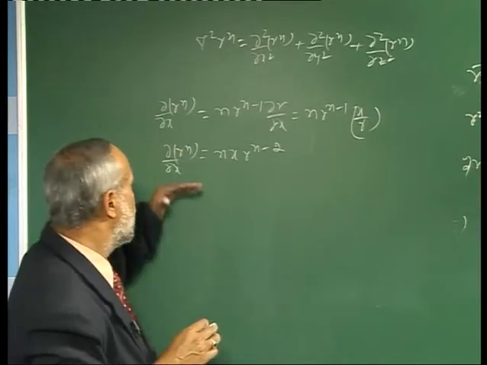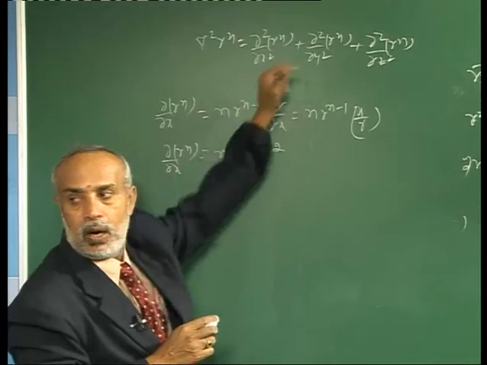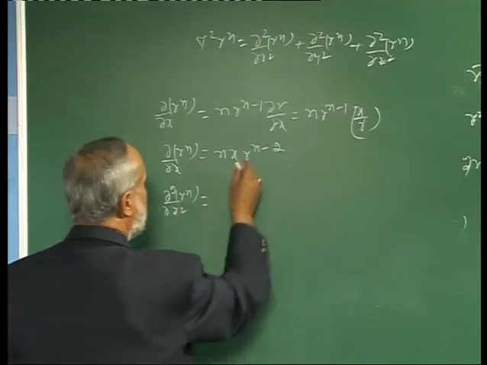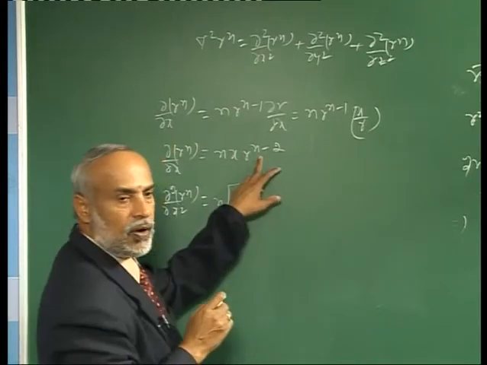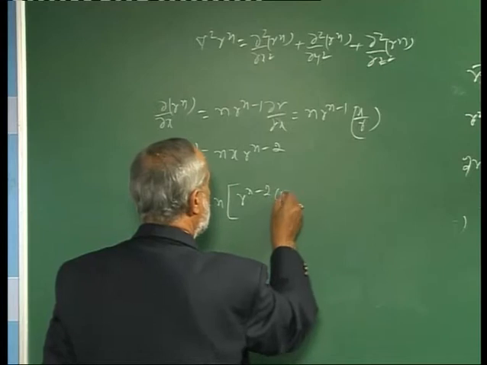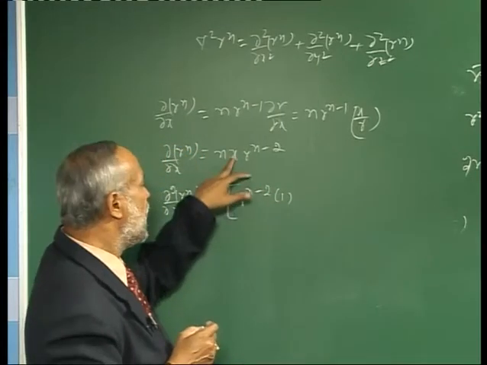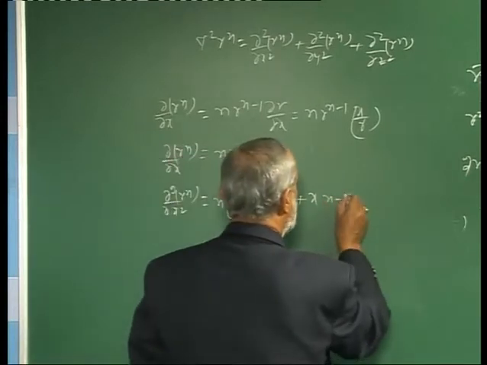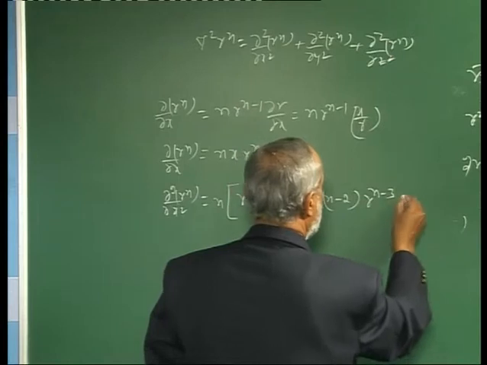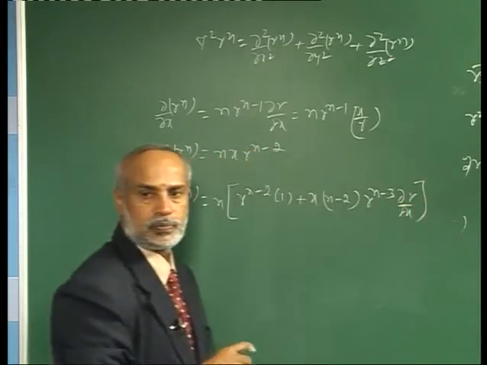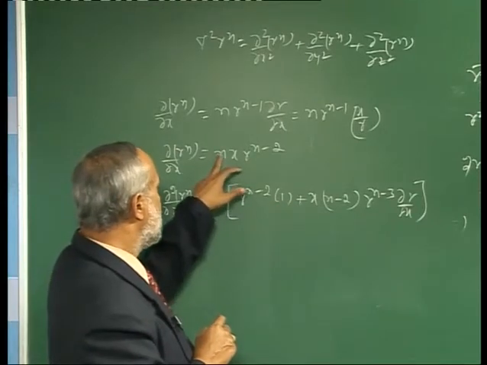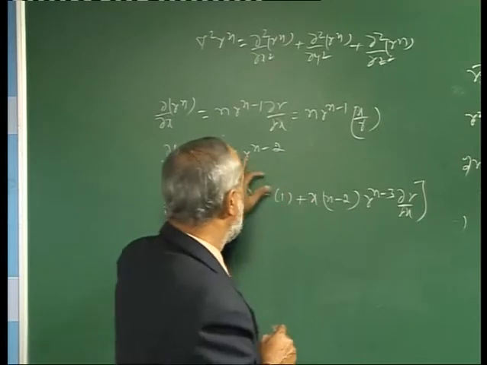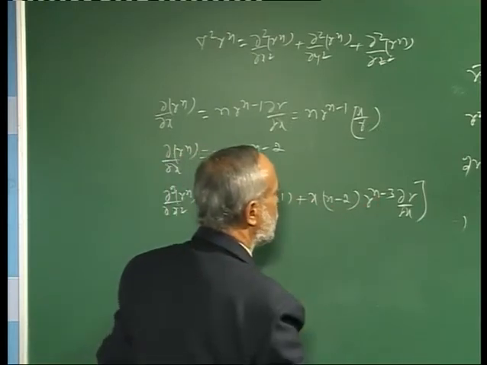Similarly, differentiate again partially with respect to x, because you want ∂²/∂x² of rⁿ. Here n is constant, take it outside. It is a product of two functions, x and r to the power of n minus 2. The differentiation of x is 1, with r to the power of n minus 2 constant, plus x times the differentiation of r to the power of n minus 2, which is n minus 2 times r to the power of n minus 3 times ∂r/∂x.